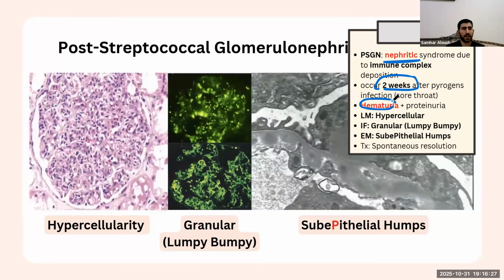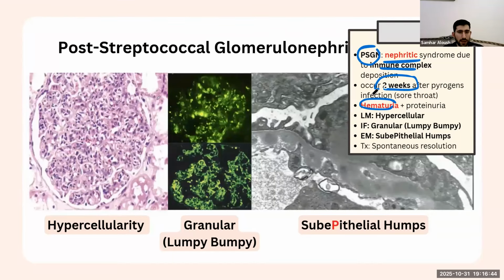So the scenario will be like this: someone has sore throat and fever, and after 2 weeks he has hematuria. That's definitely nephritic because it's hematuria. And since it's after 2 weeks from an infection, that's definitely PSGN. Okay? It's because of immune complex deposition.